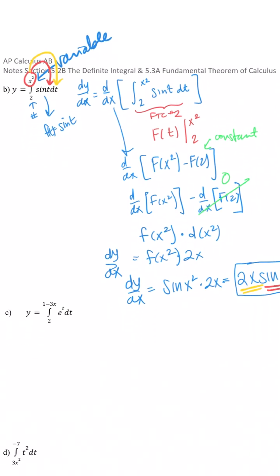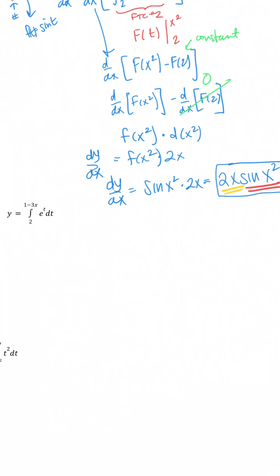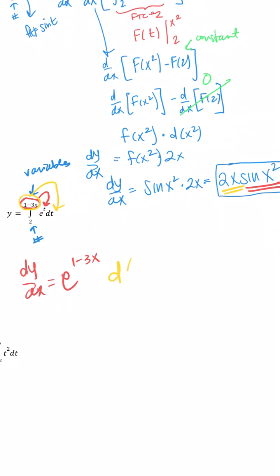Okay, so we'll do another one using the quick method. First, I have to check. I've got a number, and here I've got variables. All right, so I'm going to take that variable term and plug it in. So dy dx is going to be e to the 1 minus 3x. And then I'm going to take that same thing and plug it in for dt, the derivative of 1 minus 3x.